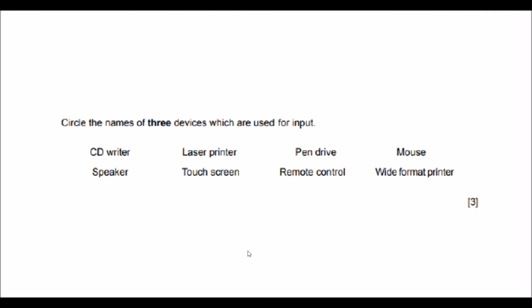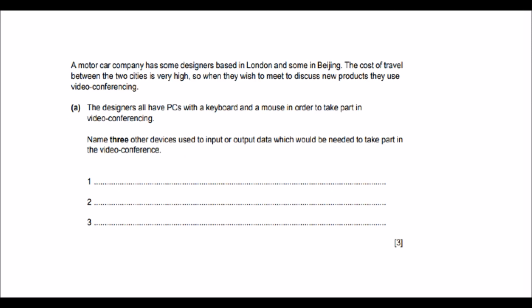What about this question? Circle the names of 3 devices which are used for input. Input devices, 3 devices which are used for input. Mouse, and what other thing? Then remote control was the last one. Then touch screen. A touch screen can be used as both an input and output device. Take note: touch screen technology can be used as an input or output device.